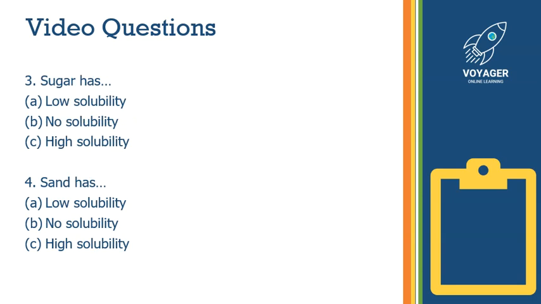Welcome back. Here are questions 3 and 4. 3. Sugar has A, low solubility, B, no solubility, or C, high solubility. And 4. Sand has A, low solubility, B, no solubility, or C, high solubility. So again, take a moment to pause the video and complete the answers to those two questions in your notebook. When you're ready to check the answers to all 4 questions, restart the video.